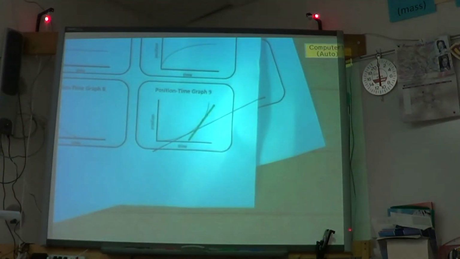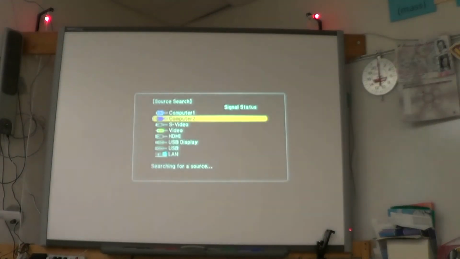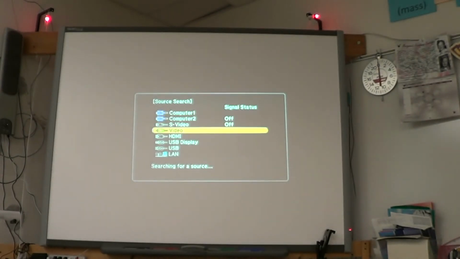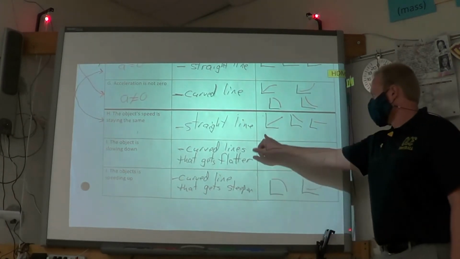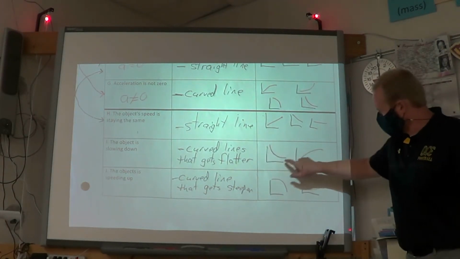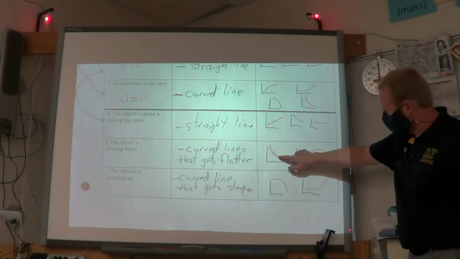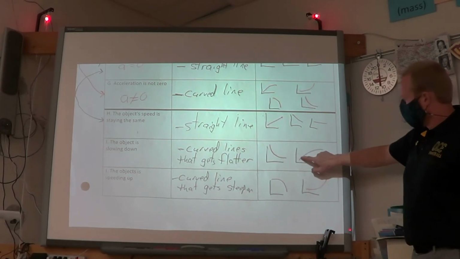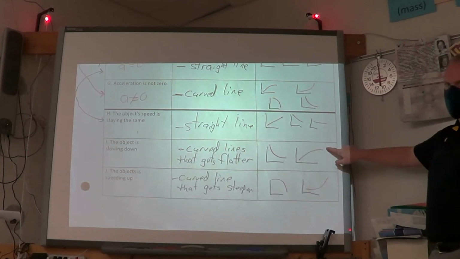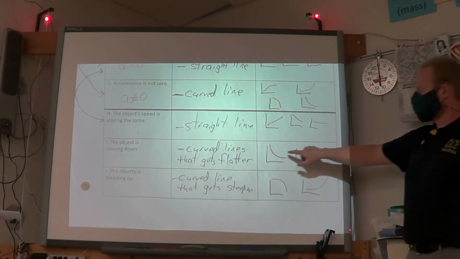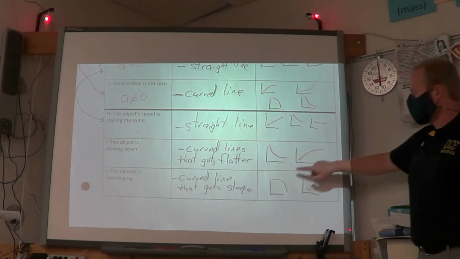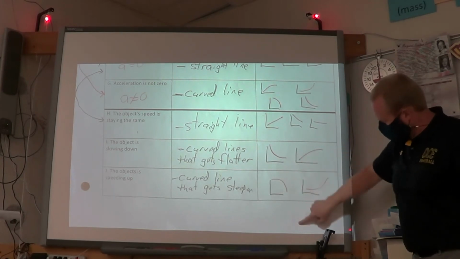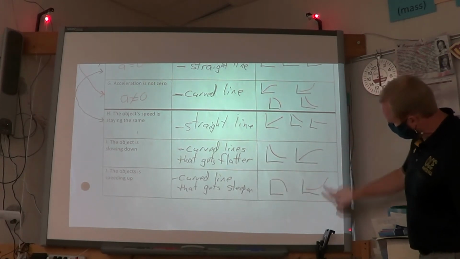Okay, so there were 2 curves that were getting flatter. This one gets flatter as time goes further, flatter and flatter. That's slowing down. This one is also getting flatter and flatter. So these are both slowing down, whereas this one is getting steeper, and this one is also getting steeper.